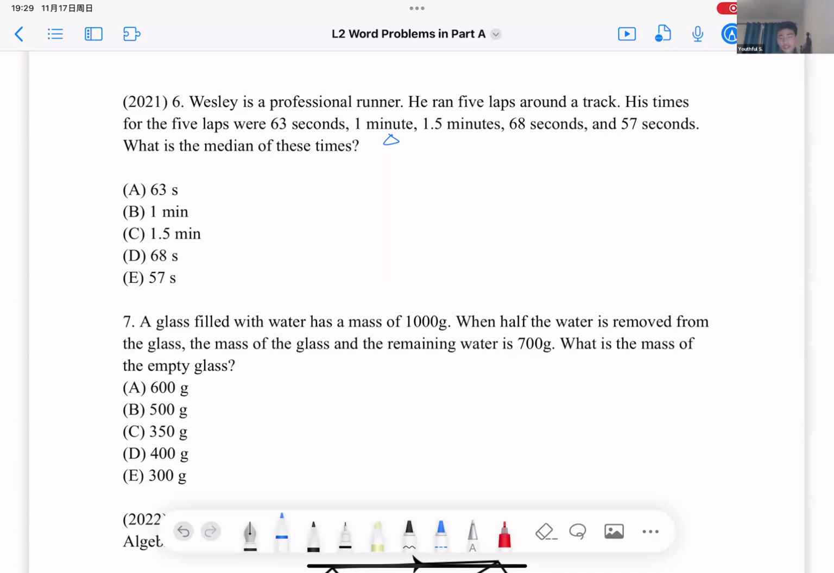So first thing you're going to convert the units. This is 60 seconds. This is 90 seconds. Okay, here we're officially starting this question. For calculating the median, we're going to rearrange the numbers from the smallest to largest. So it's 57, 60, 63, 68, and 90. So what's the number in the middle? 63. It's A, right?